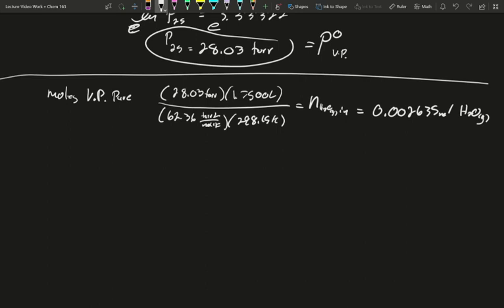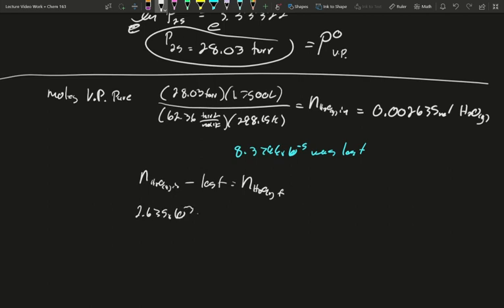Well, we know how many moles we lost. 8.3796 times 10 to the minus 5 was lost. So I can figure out how many moles of water there was after the lactic acid addition. My moles of water gas initial minus the lost will equal the moles of water gas final. 2.635 times 10 to the minus 3 minus 8.3796 times 10 to the minus 5. 0.00255545 mole of H2O left.